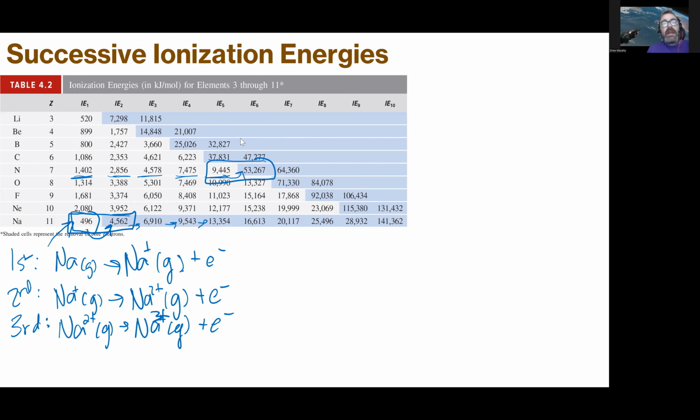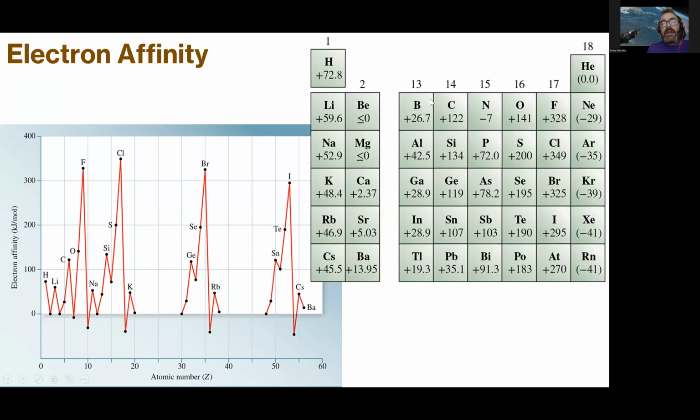Now, the next one we're going to get on is electron affinity. And electron affinity, you can think of this as the reverse of ionization energy. Instead of trying to take an electron away from the atom, you're going to give the atom an electron. So for example, this would be like if we take a chlorine atom in the gas phase and give it an electron, we can make a chloride ion that's in the gas phase. This is what we're talking about in terms of electron affinity.